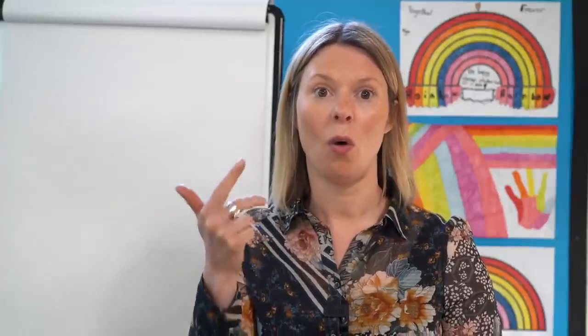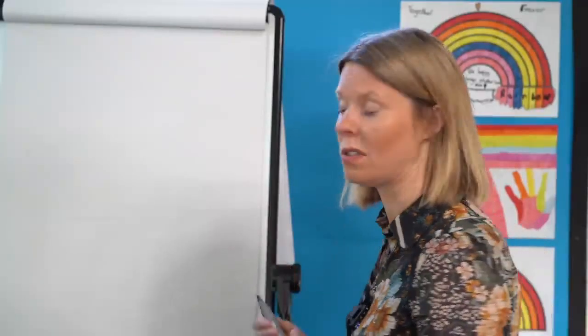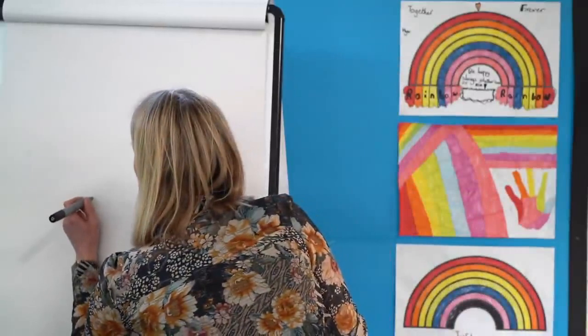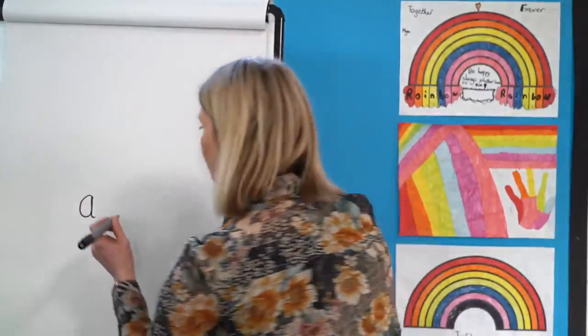Brilliant. Now let's spell acorn. Segment the sounds with me. Acorn. A-k-orn. Let's count how many sounds there are. A-k-orn. That's 4 sounds. Watch me write acorn. Remember, we need 4 sounds. A.